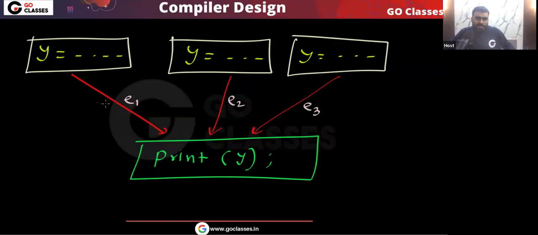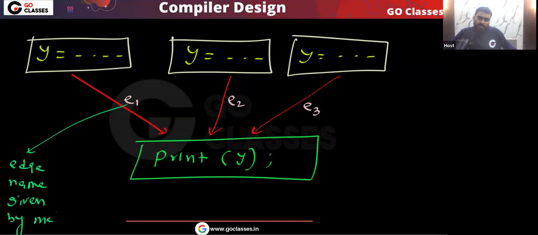This is just the name given by me, for understanding purpose. I am giving this name E1. Is this clear? Now, what is the confusion?